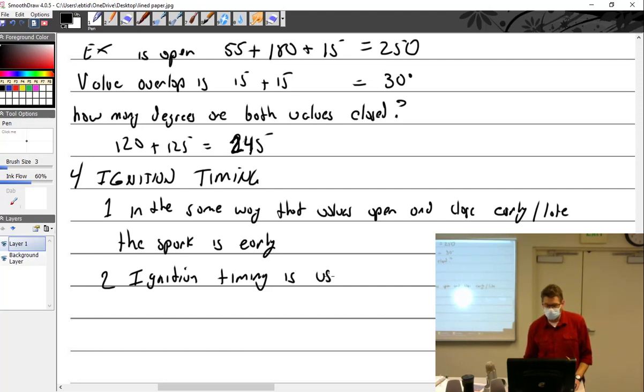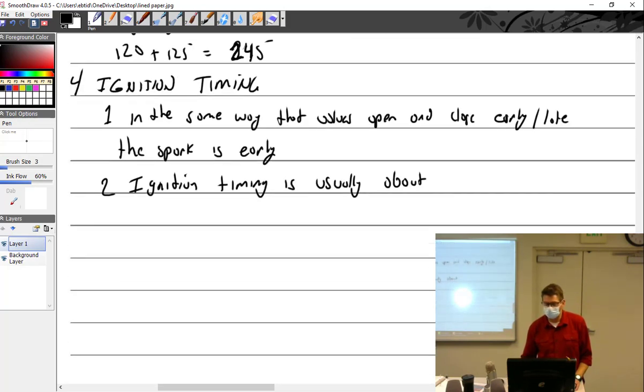It is usually about, we'll just say, 25 degrees before top dead center. On which stroke? Yep, of compression. Well, this 25 varies quite a bit. It can go down to 20, 24. I don't think I've ever seen it past 25.